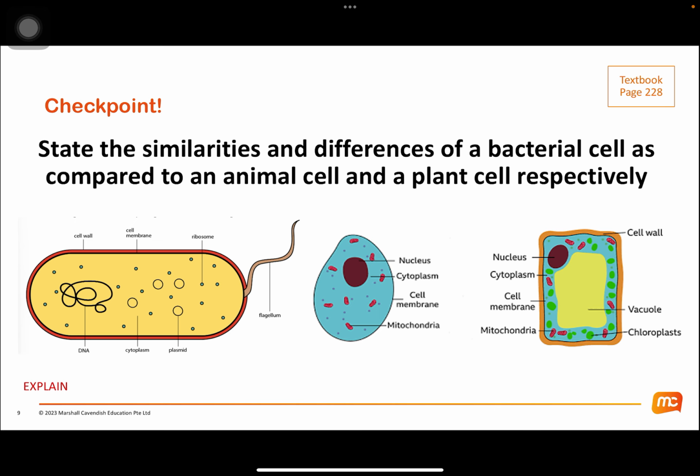In your worksheet, I've left you a question to ponder. I'd like you to compare a bacterial cell to an animal cell and a plant cell respectively to identify the similarities and differences, and we'll discuss it in class. We'll now move on to virus.